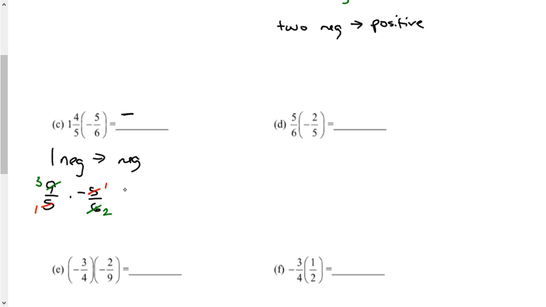So now I'm left to just multiply. 3 times 1 is 3. 1 times 2 is 2. That gets me negative 3/2. I know it's negative because from the very beginning I said a positive times a negative is a negative.